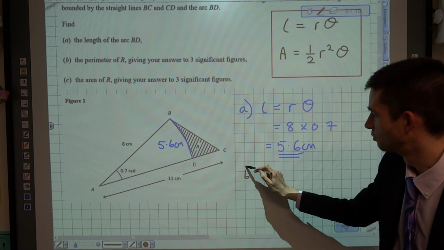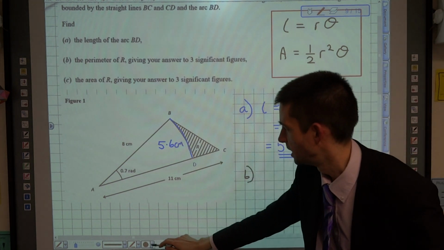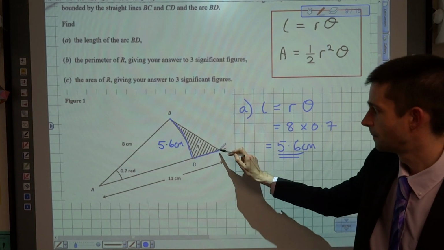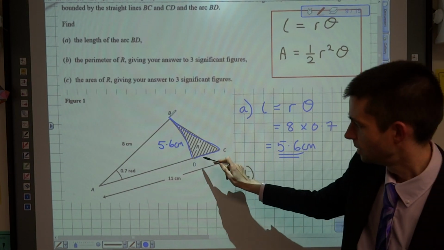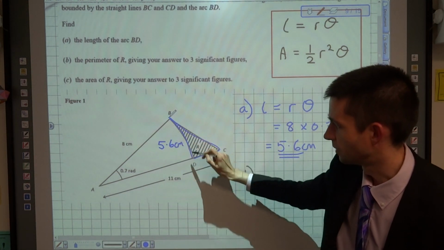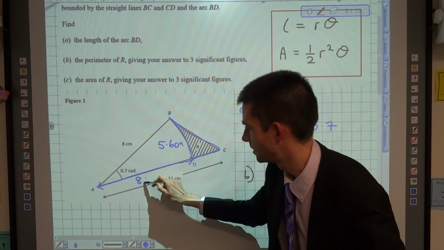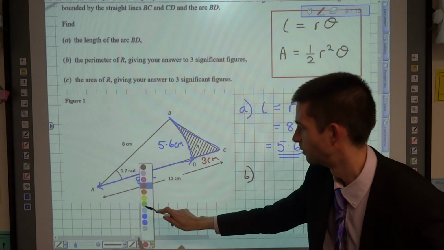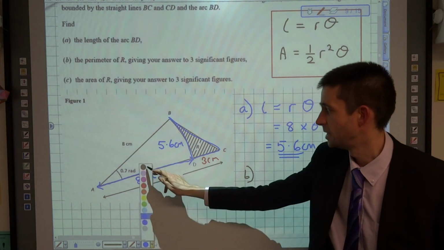Part B is asking for the perimeter of R, giving the answer to 3 significant figures. Now R is this shaded region, so in addition to the BD that we already know, we also need CD and we need BC. Let's have a think. The length from A to C is 11 centimetres, but as this is an arc of a circle, I know that the length from A to D is 8 centimetres, which means I'm left with 3 centimetres on my diagram from D to C. So what I now need to do is work out the length of BC.